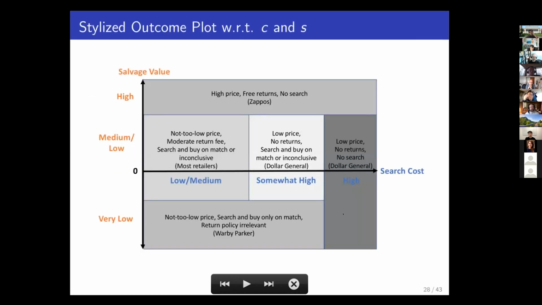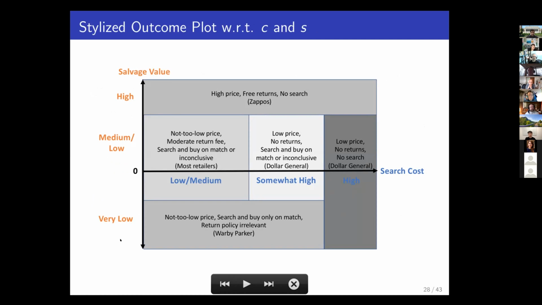Here is a stylized outcome plot, and this is stylized, so these lines are certainly not straight, right? But I'm just trying to give you an idea of what's happening. So let's go up this vertical axis. Let me just take a look at the time. Okay. So we have 10, 11 minutes. Yeah. So let's go up this vertical axis.